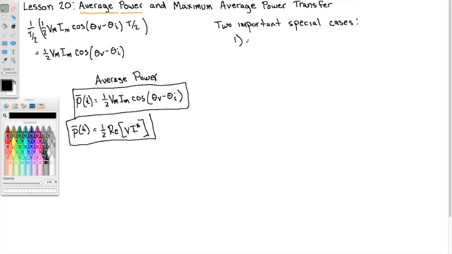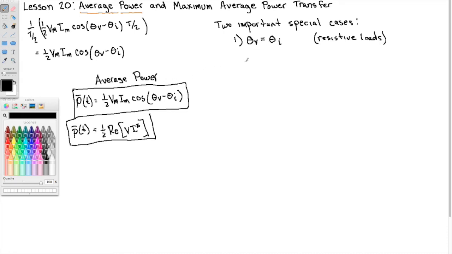Okay, the first case is when theta v equals theta I. Remember, theta v is the phase of the voltage and theta I is the phase of the current. So we're saying they're in phase with one another, which is the case for resistive loads. A few videos ago we plotted the voltage and the current across and through a resistor, and we showed that they were in phase with one another. So this is the case of a resistive load.